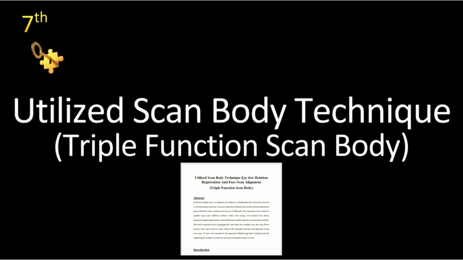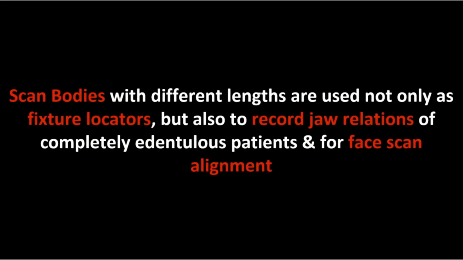The seventh key is a new protocol in scanning that we have developed, and it will be published soon. The main idea is that scan bodies with different lenses are utilized not only as fixture locators, as we said before, which is the conventional and main use of these scan bodies, but also for face scan alignment and to record jaw relations of completely edentulous patients. By choosing the suitable scan body lens compatible with the correct vertical dimension of occlusion, you can use this scan body in recording the jaw relation.